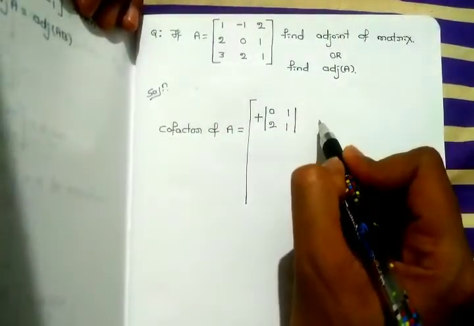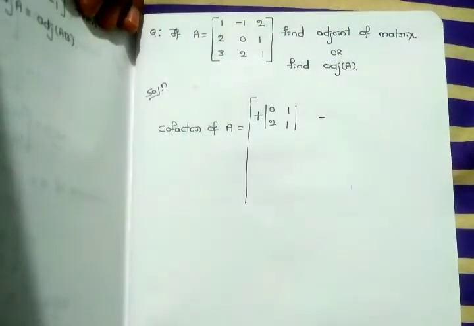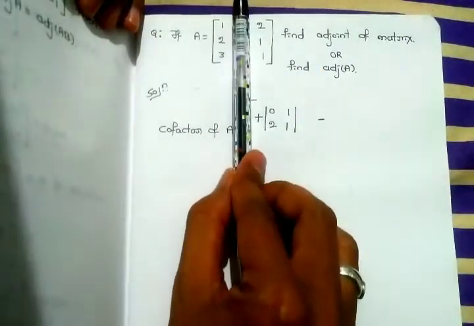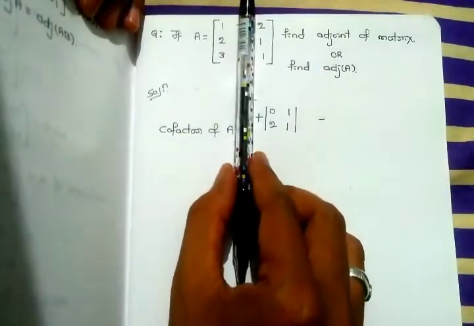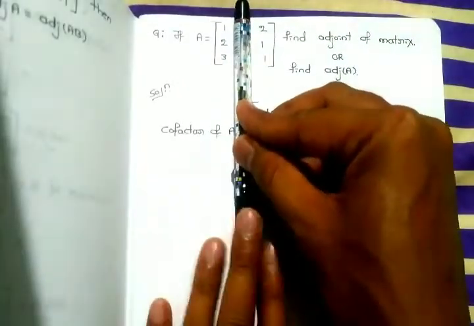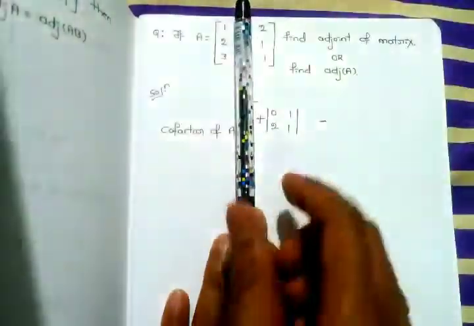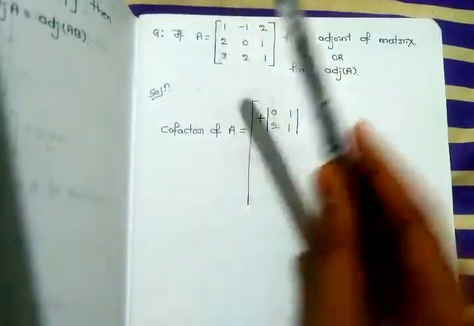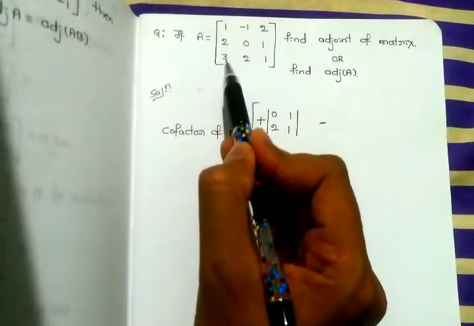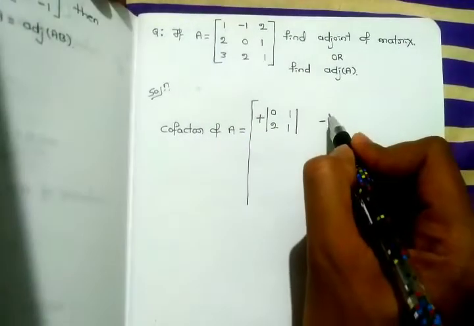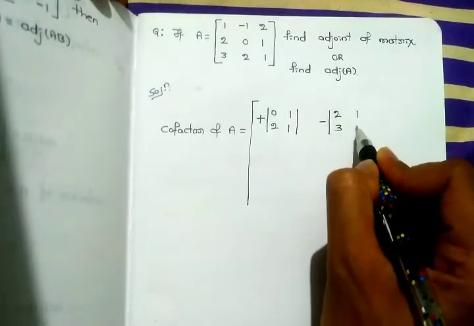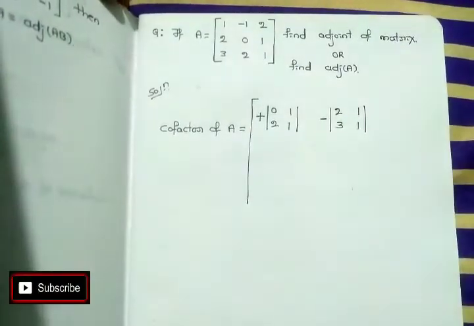So next sign is minus. The second element sign is minus. What is the second element here? Minus 1. So for minus 1, you have to delete that particular column and that particular row. If I delete this column and this row, what is the remaining element? 2 1 3 1. So note down here 2 1 3 1.